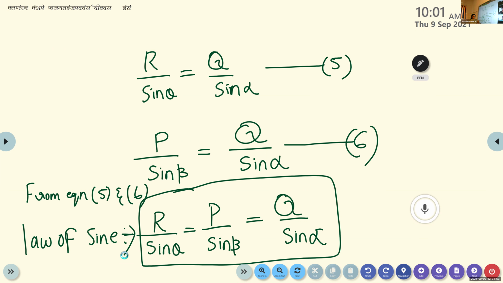The magnitude of the resultant vector R by sin theta is equal to P by sin beta is equal to Q by sin alpha. And this equation is known as the law of sine. Is it clear? Yes, ma'am. Okay, all right.